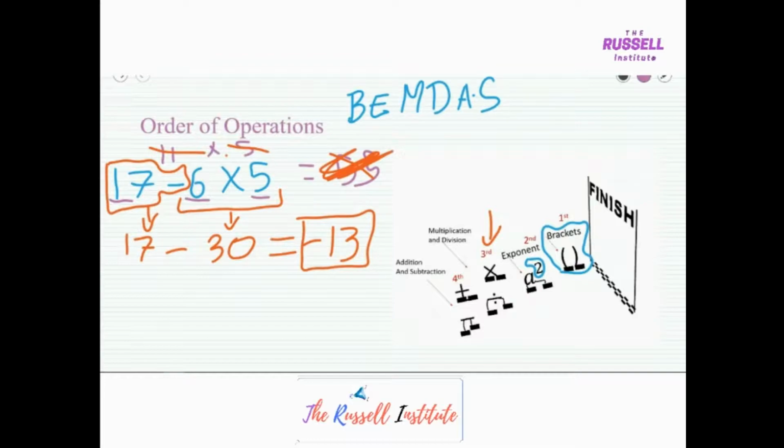Okay, what does another example look like? Another example would look something like this. 15 plus 4 times 3 take away 2. All right. There are different ways of looking at this. I see 15 plus 4. Is that 19 times 3? Then I take away 2. Is that how I do it? No. I need to think about my order of operations.